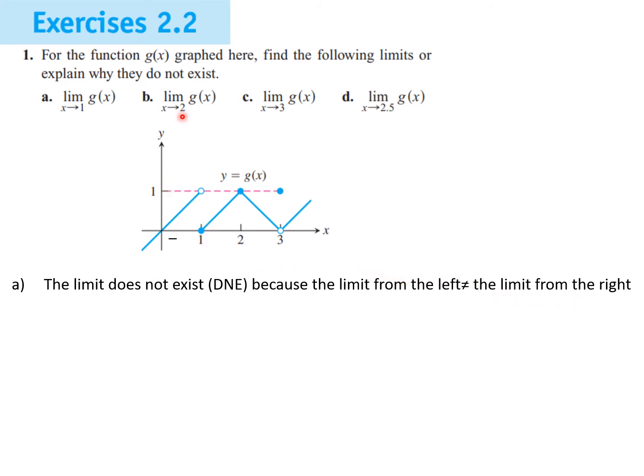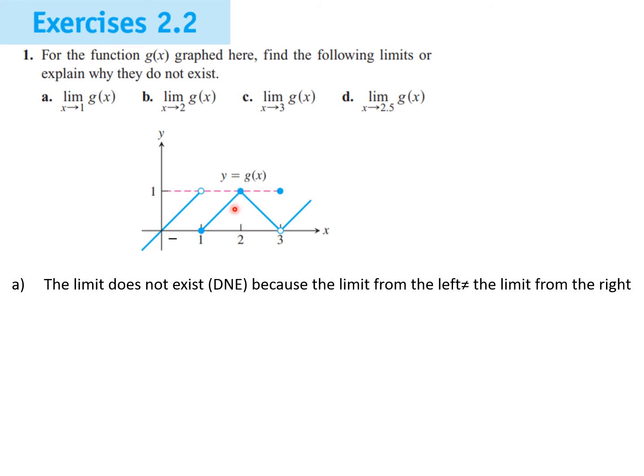Let's take a look at part B. Part B is about finding the limit of g of x as x approaches 2. We can see that x approaches 2 from the left and from the right, and in both cases the limit is going to be equal to 1. The limit of g of x as x approaches 2 from the left is equal to 1, and the limit as x approaches 2 from the right is also 1. So the limit exists and equals 1.